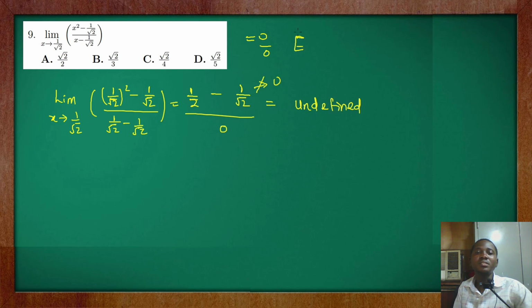Alright, so the answer to this question is what? Option E. Our answer is not there. This is not the limit. Alright, so that's just the answer. And you can test it with any software. I could have shown you on Maple.